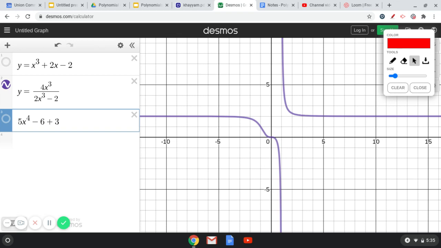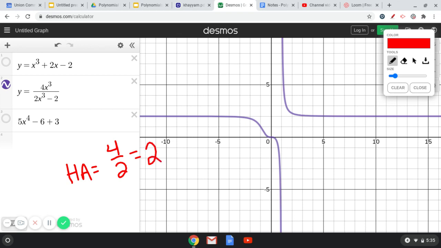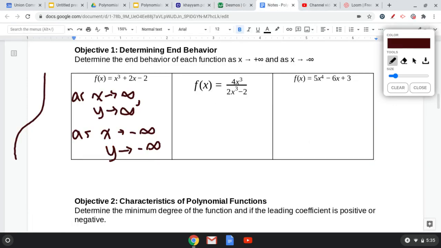Okay. And this is where horizontal asymptotes will come into play. So take a look at the degree of the numerator and the denominator. They're both 3, which means the horizontal asymptote is at the ratio of the coefficients, so 4/2, which is 2. So that means we have a horizontal asymptote at 2, which means this graph will approach 2 as x approaches infinity, and as x approaches negative infinity.